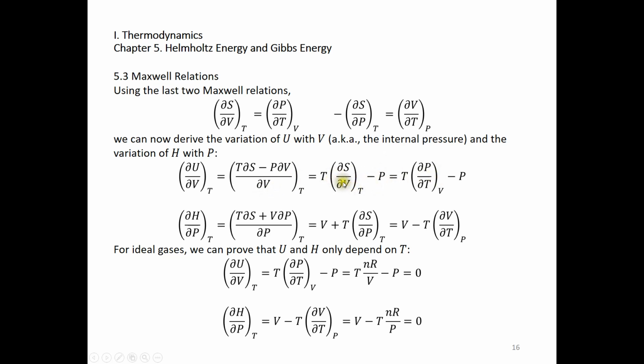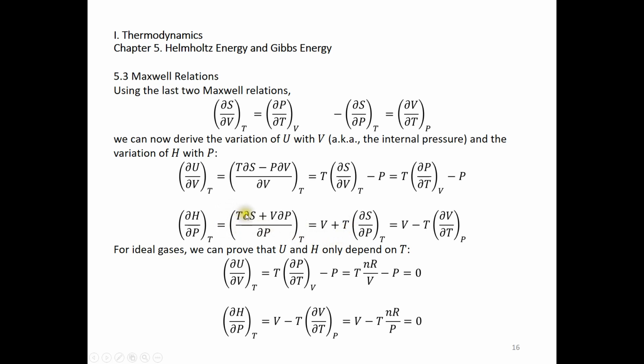How do we go from here to here? Well, it's just Maxwell relation. Delta S over delta V under constant temperature is equal to delta P over delta T under constant volume condition. It's right here. Now let's derive delta H over delta P under constant temperature condition. dH is TdS plus VdP. So we have this. And now this delta P over delta P cancel. So you have V here.